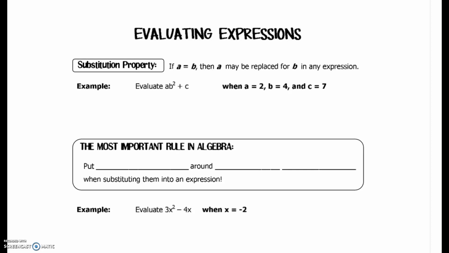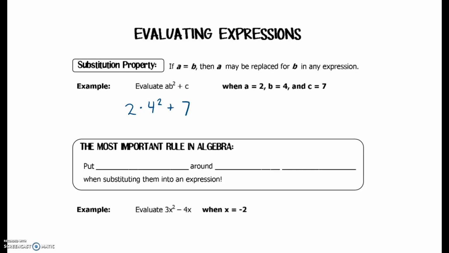So we're allowed to do that based on this property known as the substitution property. If A equals B, then A may be replaced for B in any expression. So in this case, we're told we want to evaluate A B squared plus C when A equals 2, B equals 4, and C equals 7.